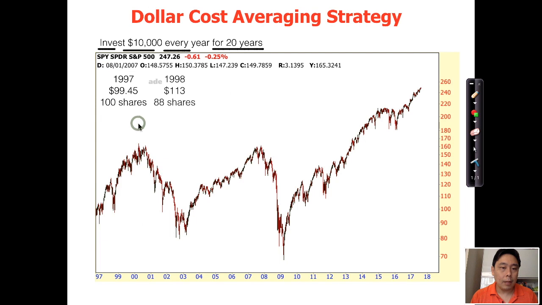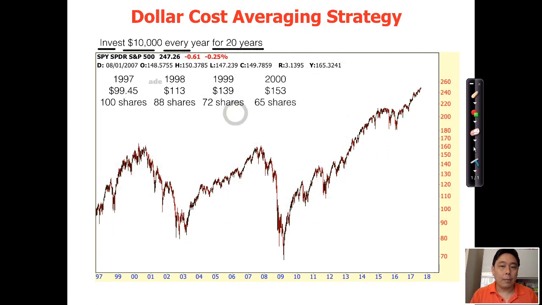Okay. Now the next year in 1998, it goes higher, as you can see. So now the price of one share is $113. So what do you do? You invest the same fixed dollar amount. You invest $10,000. But now because the price is higher, you only buy 88 shares for the same $10,000 investment. In 1999, it goes even higher. So the price is now $139, and with 10 grand, you buy 72 shares. So notice what happens. As the price goes up, you're buying less and less shares for the same capital.